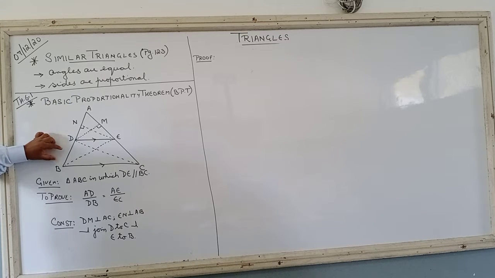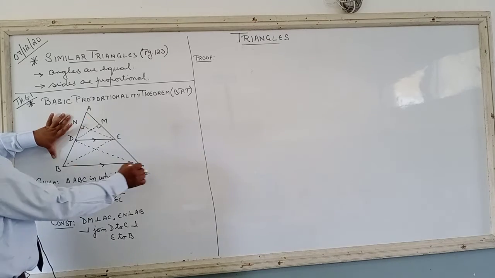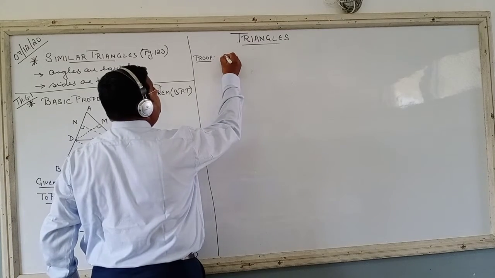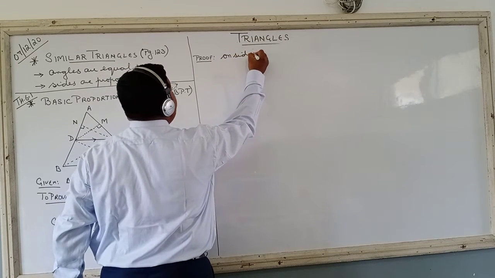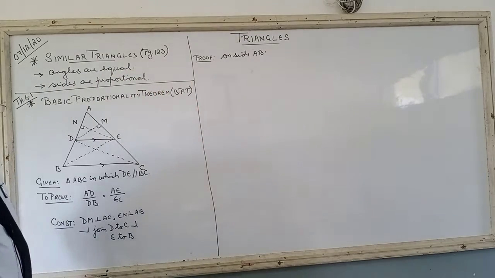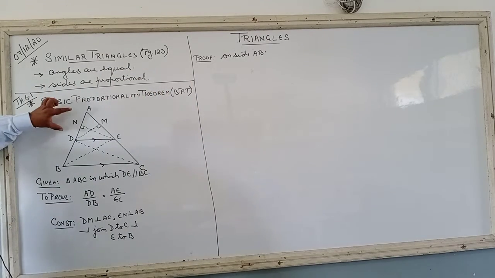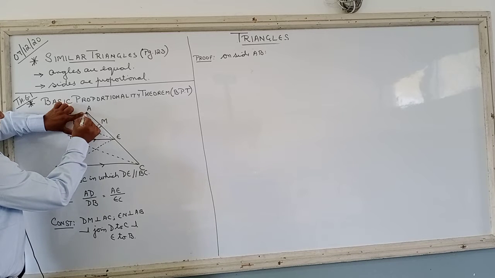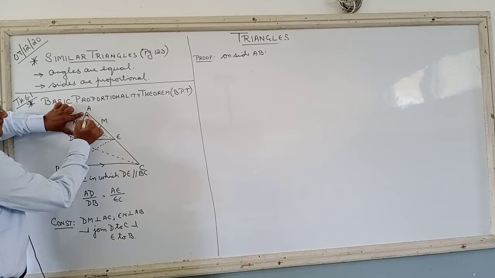On which arm of the side of the triangle? AB. In triangle ABC, we will concentrate on this arm, on side AB. Please check. On side AB, we want AD. Just observe this AD. Is this AD a part of triangle ADE?